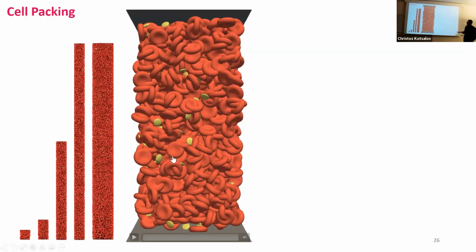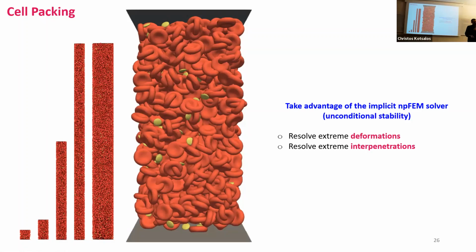So here, we are going to take advantage of the implicit nature of the MPFM solver. The implicit nature means that it is an unconditionally stable solver, and through this unconditional stability, we can resolve extreme deformations and interpenetrations. So what I'm doing here, I was randomly initializing the positions of the blood cells. You can see in this image that there are severe interpenetrations.